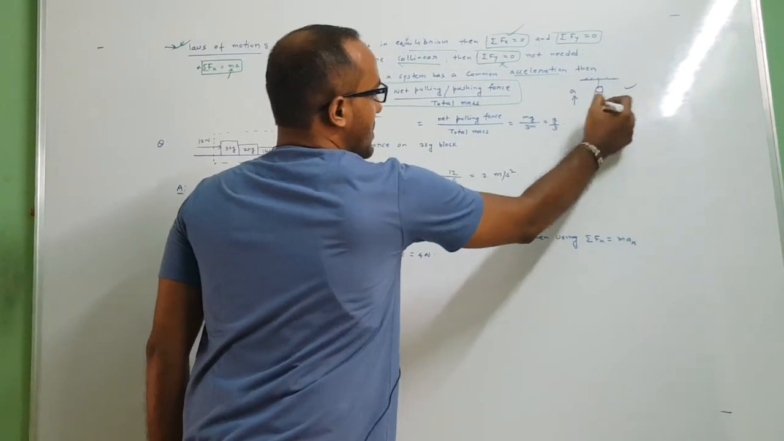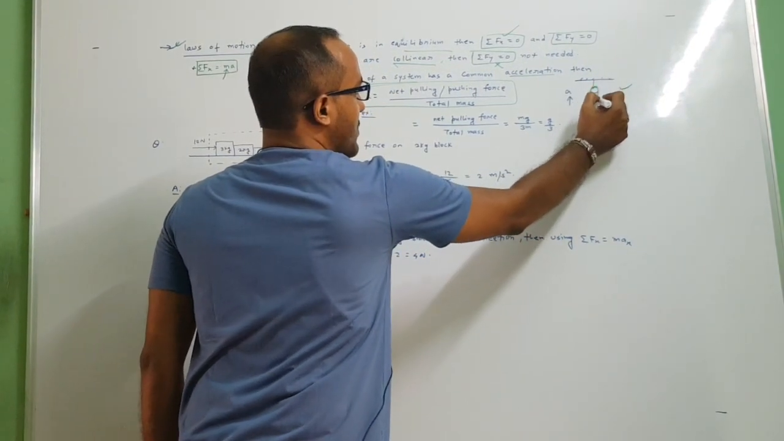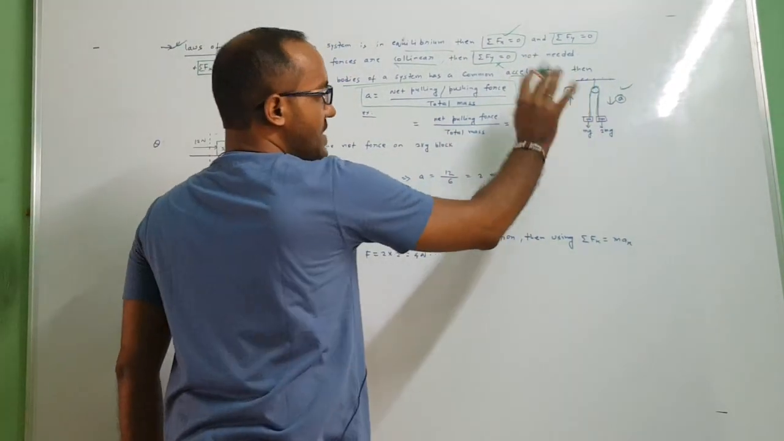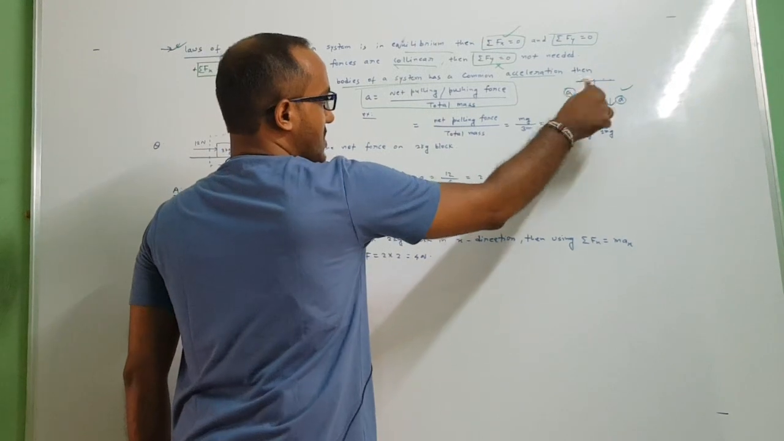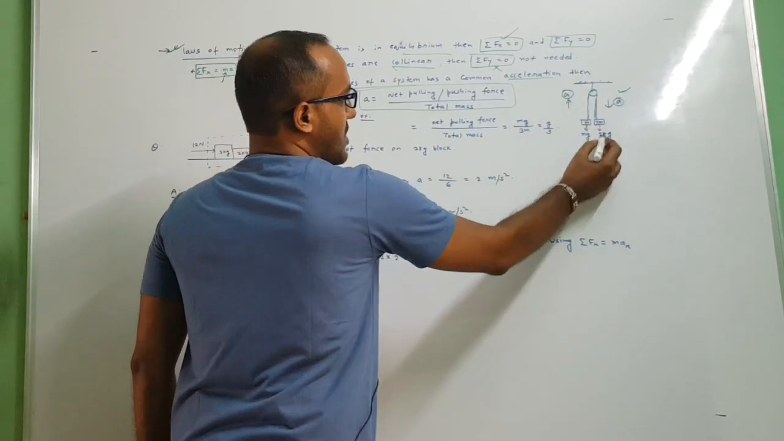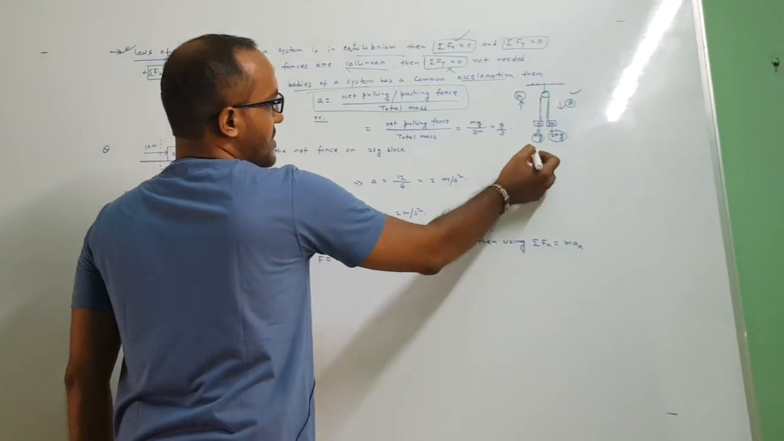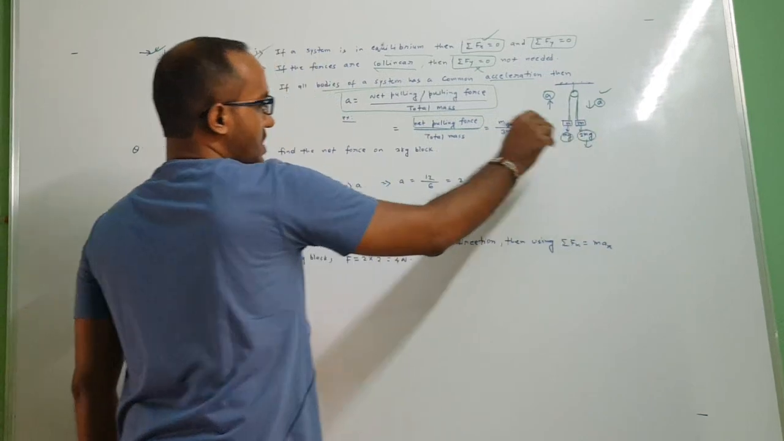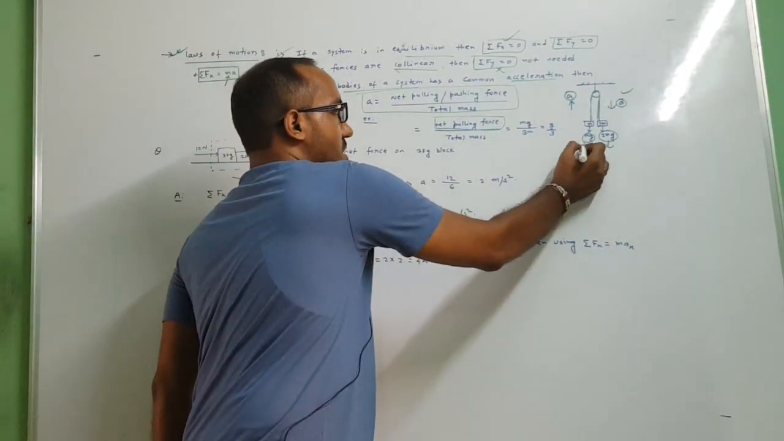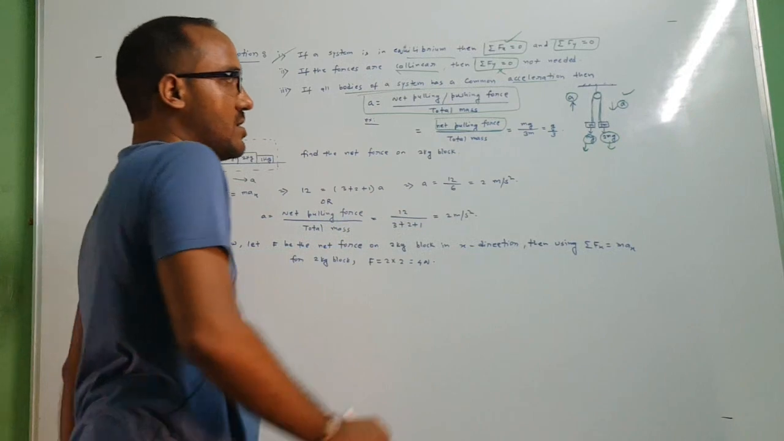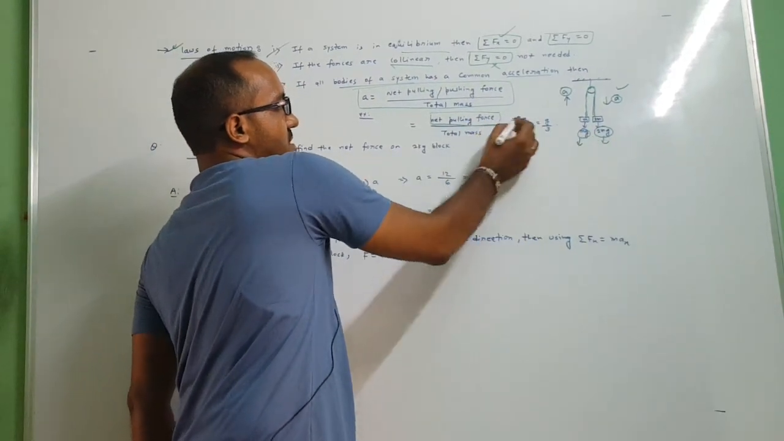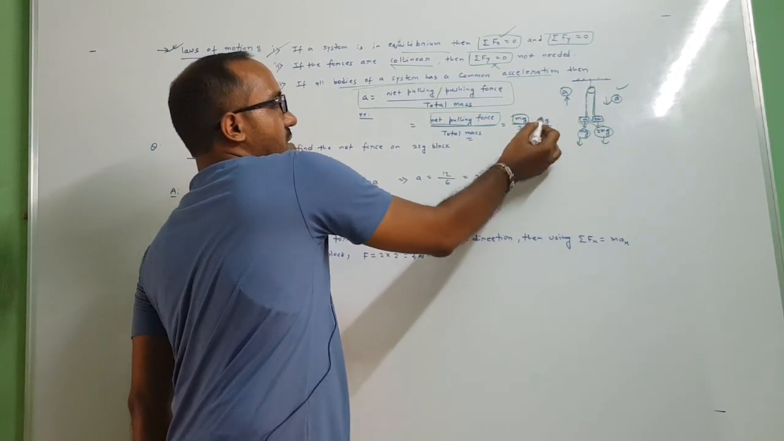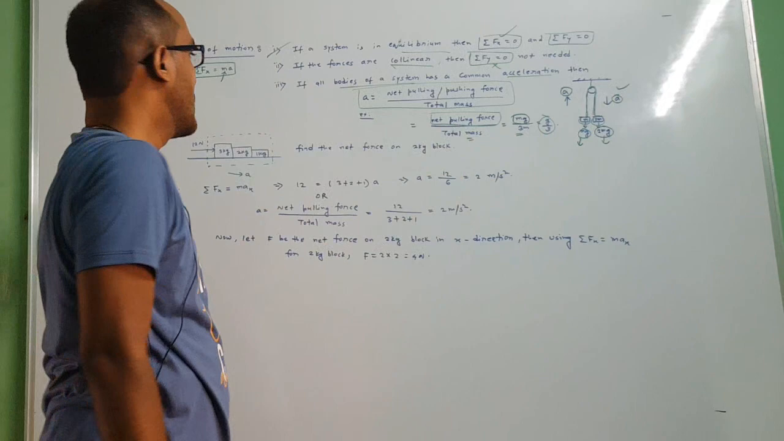See this system, in this system this is the same rope, and it has the acceleration A. It is frictionless and massless, that's why the whole system has the same tension T, and this is 2 mg and this is mg. Now what is the net pulling force here? Here 2 mg is acting downward, here mg is acting in the opposite direction. So the net pulling force is 2 mg minus mg, that is mg. So mg by total mass. What is total mass? 2m plus m, that is 3m. So g by 3 is the acceleration of the whole system.